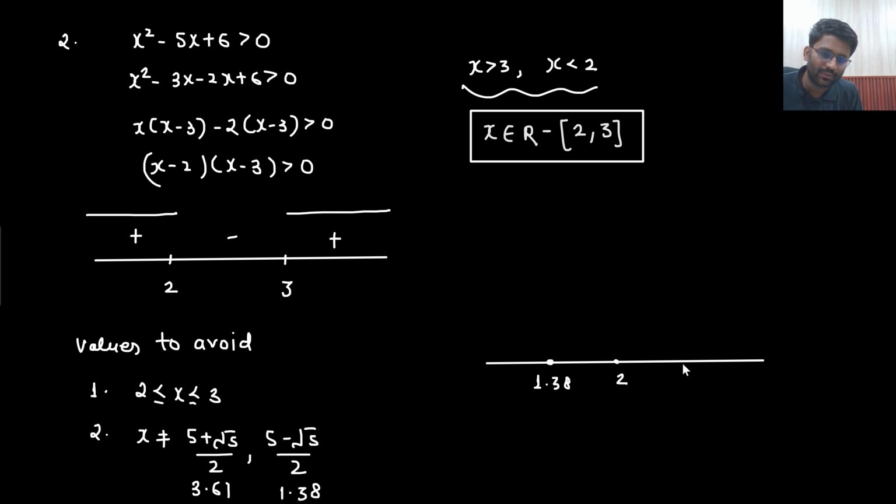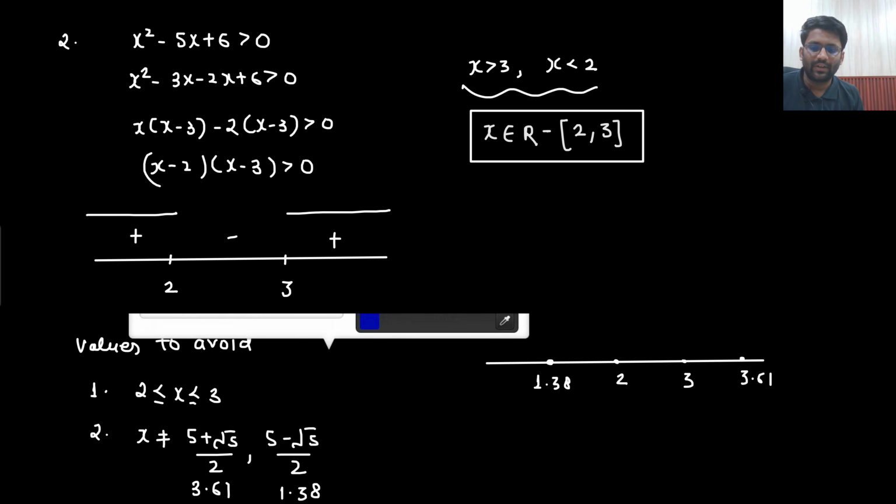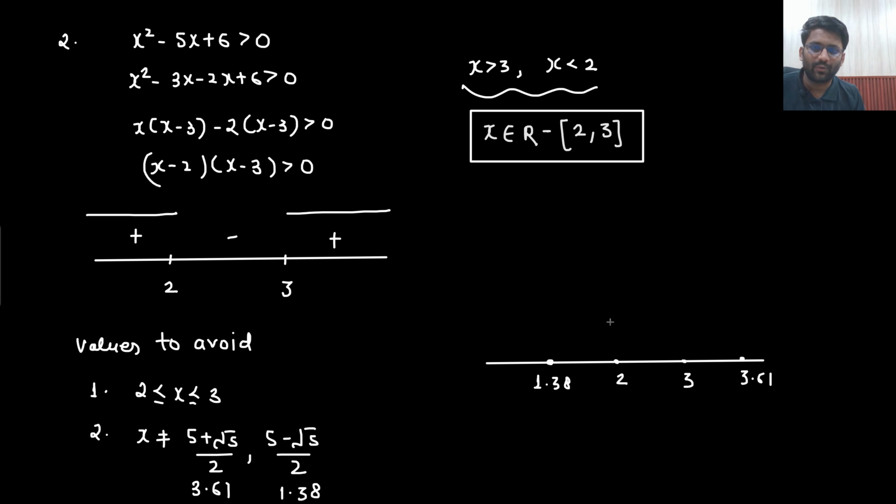Then the value is 2, then 3, then 3.61. So what they are saying is that whatever values lie inside should be avoided. That means 2 to 3 should be avoided, and these values should also be avoided.